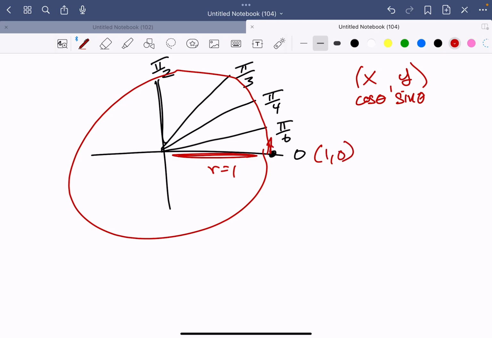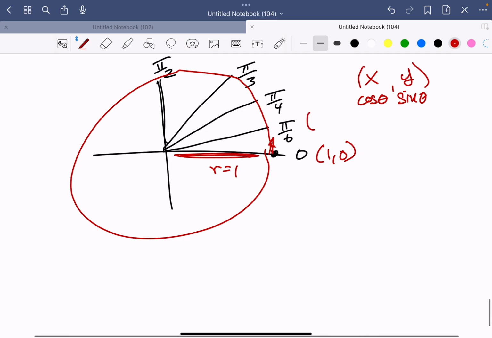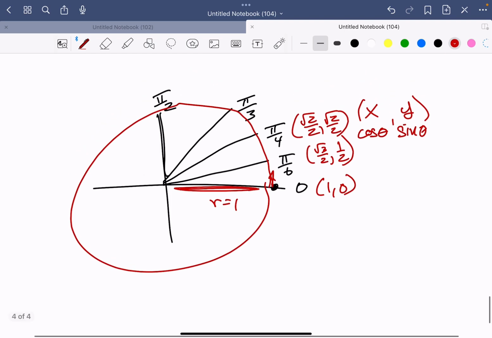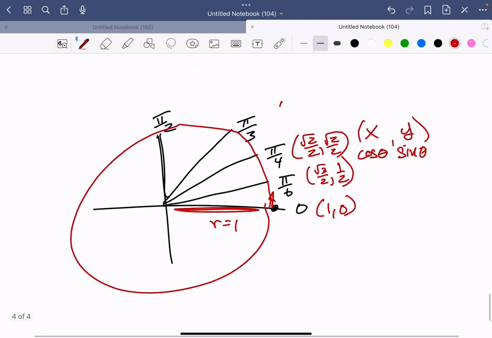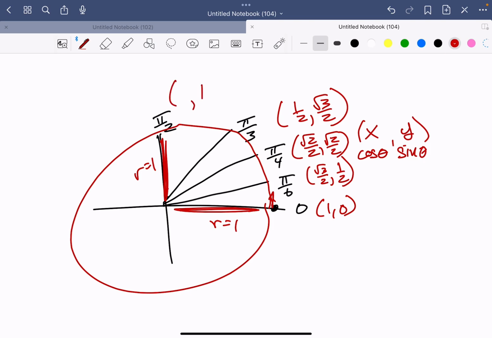At pi over 6, we're going to put down our ring finger, and cosine is on top, so it's square root of 3 over 2, and sine is on bottom, so that's 1/2. When we do pi over 4, we're going to put down our bird finger, so it's going to be square root of 2 over 2, and square root of 2 over 2. When we do pi over 3, we're going to put down our pointer finger. Cosine on top is 1/2. On bottom is square root of 3 over 2. And here, since the radius is 1, y is 1, but x is 0.